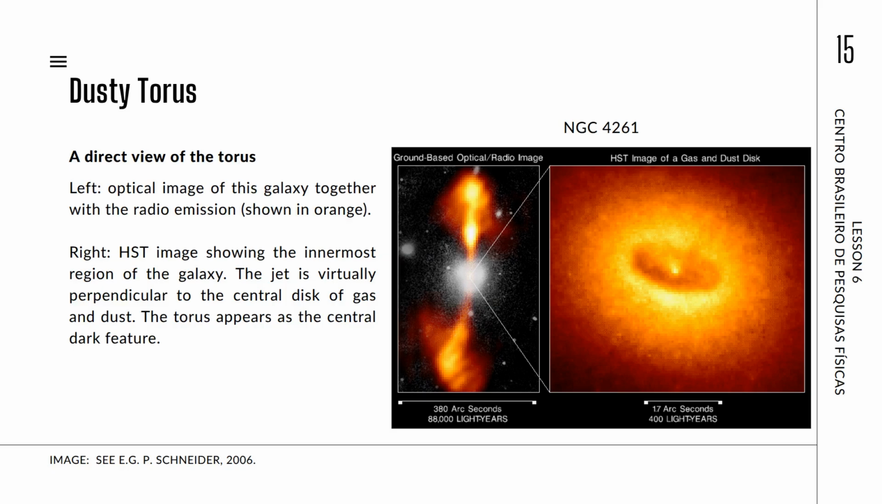Even if the resolution of the Hubble Space Telescope is extraordinary, we can see the torus, but we cannot see the accretion disk. It's very, very small, even for Hubble.